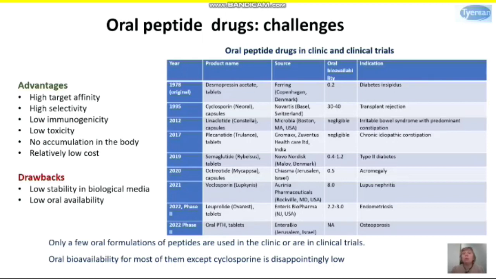Only few peptide drugs can be prescribed orally. And here in this table you can see all of them, not many. And even for them, oral bioavailability is disappointingly low, less than 1%.